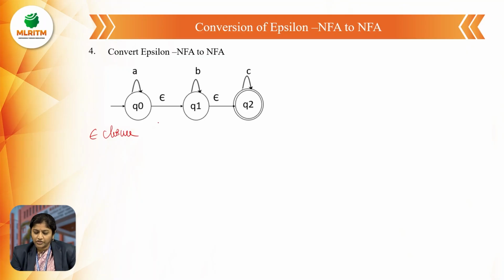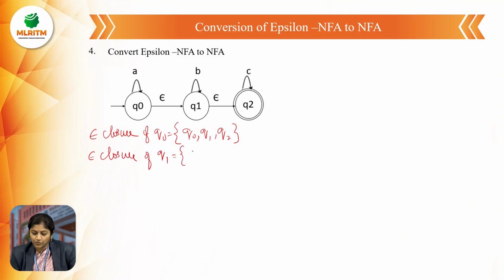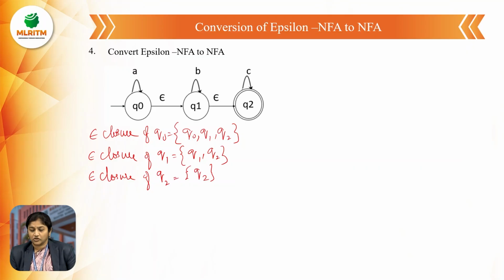Epsilon closure of Q naught will be what? Q naught, the same state first, next Q1, next Q2, because epsilon is connected. Next, epsilon closure of Q1. Okay, Q1 first, then Q2. Epsilon closure of Q2. What is it? Q2 only. Okay, these are the epsilon closures.